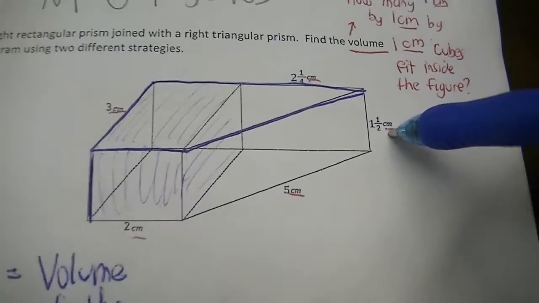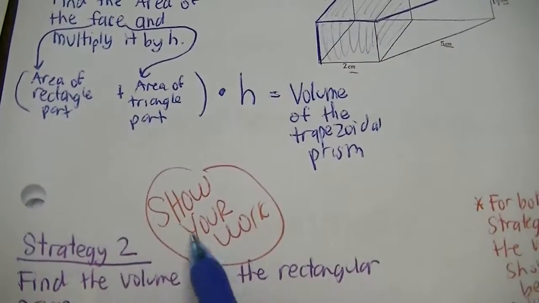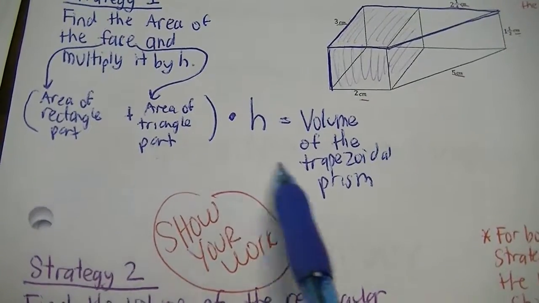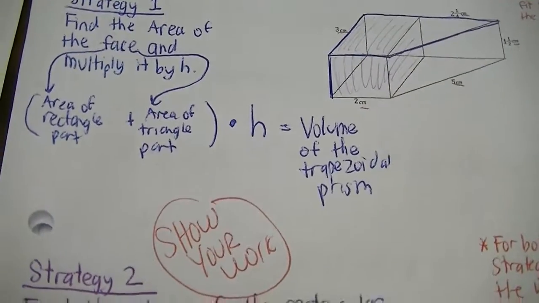Which is 1.5 centimeters. So go ahead and do that to complete this part of strategy number one. And yes, show your work. It's obvious that I didn't write any numbers down because you need to show your work and you need to go through the steps to complete this.